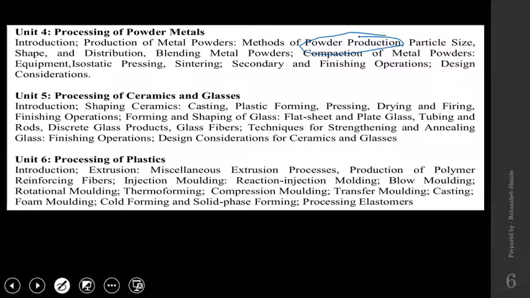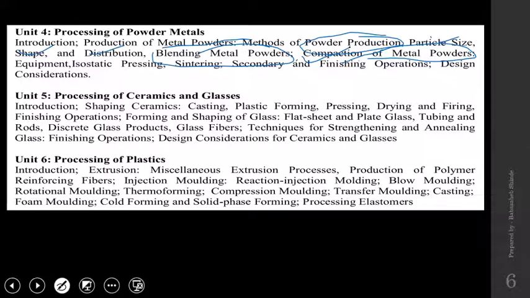Then some properties related to metal powders would be particle size, shape, their distribution, that we'll be discussing. Then blending of metal powders. Blending in the sense we need to mix that metal powders with some binding material to have the desired properties, and that process is called as blending. Then compaction of metal powders, that is shaping of that mixture into desired dimensions and all, that is called as compaction. Means getting that raw shape, the process is called as compaction. That we'll be talking about.